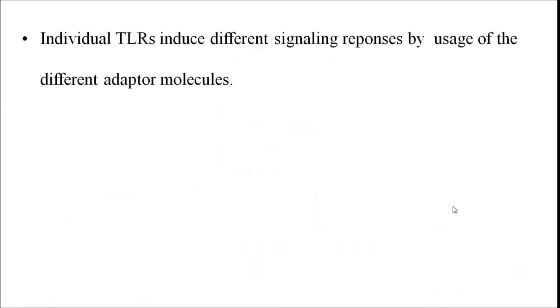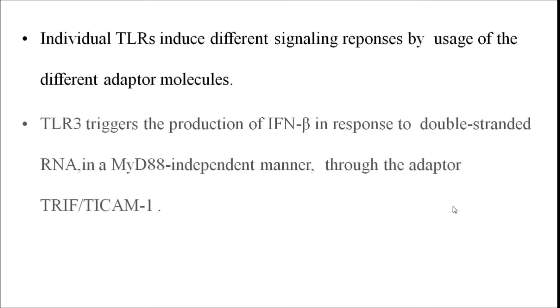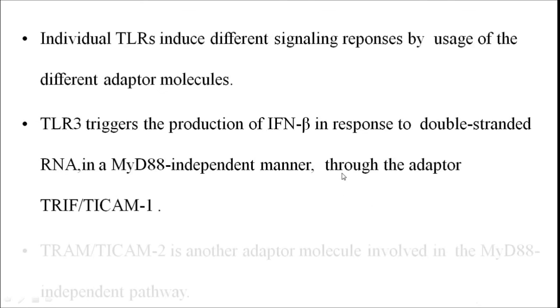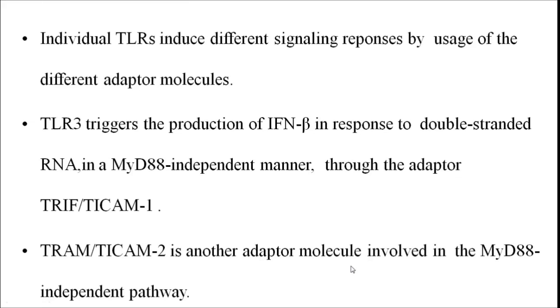Individual toll-like receptors induce different signaling responses by using different adapter molecules. So if we see toll-like receptor 3, it triggers the production of interferon beta, which responds to double-stranded RNA, while in a MYD88 independent manner, it will act through the adapter TICAM1. Now it is another adapter which is involved in the MYD88 independent pathway. So TRIF dependent or MYD88 independent pathway.